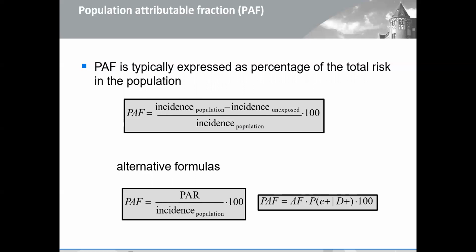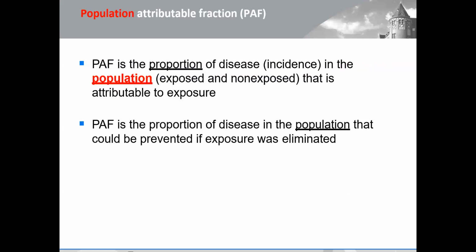So it's more or less the same, but what is now different is that the other one is in the exposed, while in this one we are looking at the total population, where some might be exposed and others might not be exposed. So just a repetition of the formula: PAF is the proportion of disease incidence in the population, both exposed and unexposed, that is attributable to what? To the exposure.